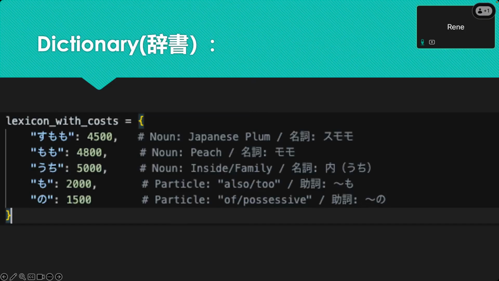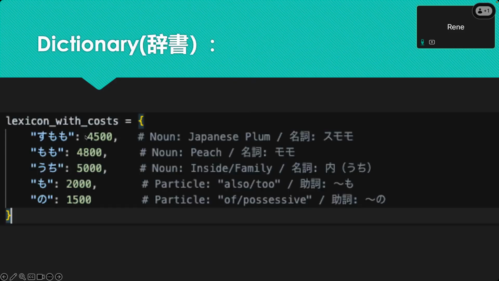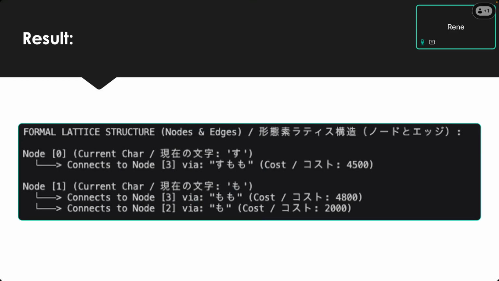We have a dictionary here. For people that don't know Japanese, sumomo is Japanese plum. Momo is peach. Uchi is inside something, or family, it depends on the context. And then we have some particles, some connectors, that are mo and no. So having this dictionary and having this sentence, which is sumomo mo momo mo momo no uchi, we can see how lattice makes the whole network of words.